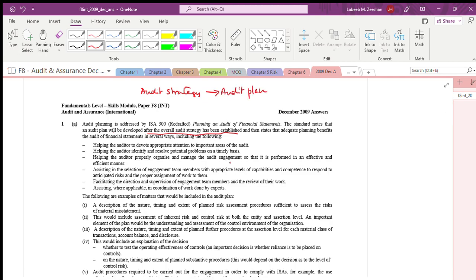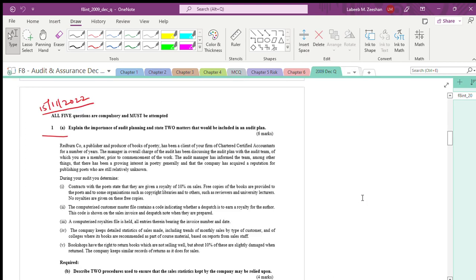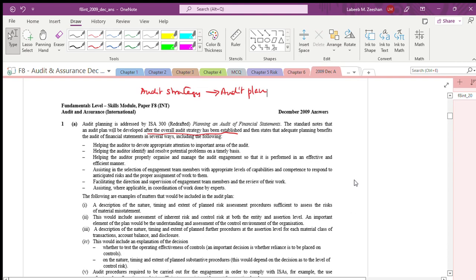That's very simple. And then state what the benefits are. What are they asking us? They are asking us the importance and two matters as well. What is the importance? Importance is this one. Any two. Make it a point, any two.